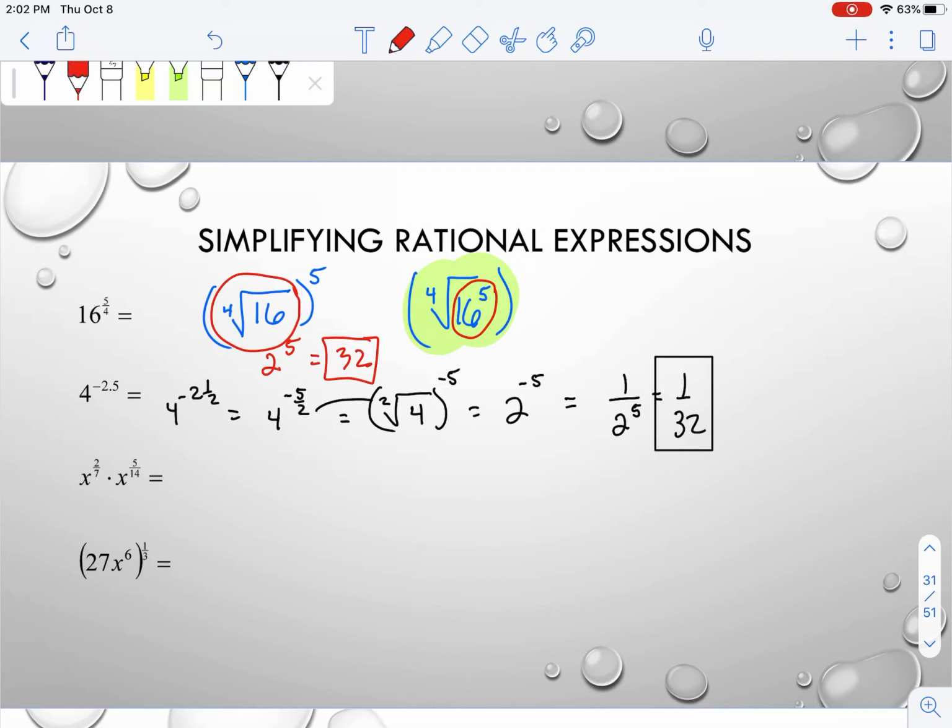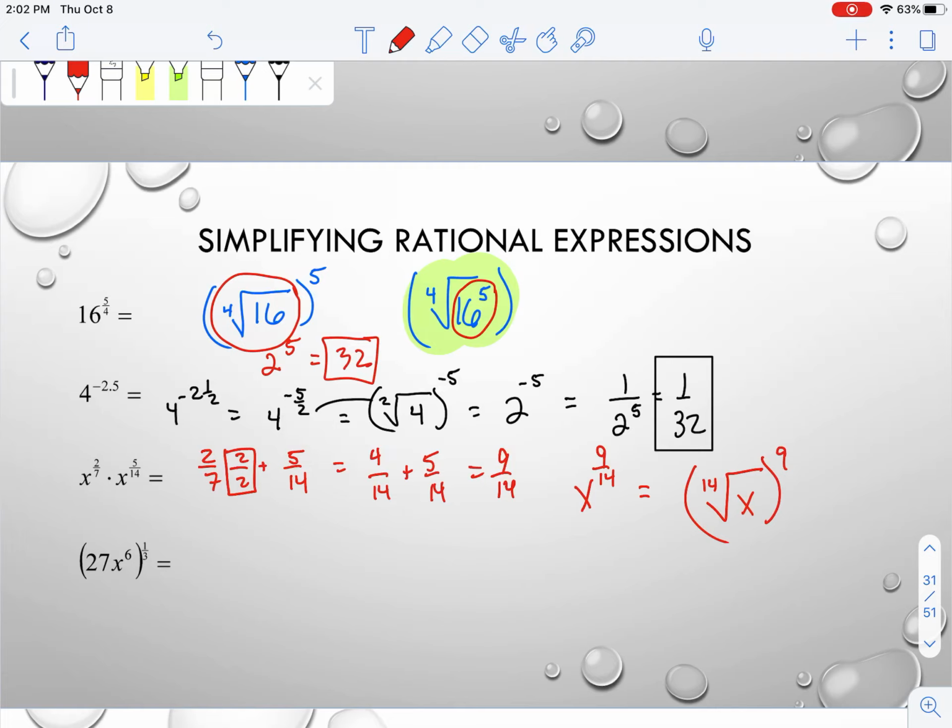X to the 2/7 times x to the 5/14. We know that when we are multiplying exponents with like bases, we add the exponents. So I need to add 2/7 plus 5/14. In order to add fractions, I need common denominators. Common denominator is 14. So that becomes 4/14 plus 5/14, which is 9/14. So I have x to the 9/14 power, which now I can take further and say I want the 14th root of x to the 9th power.